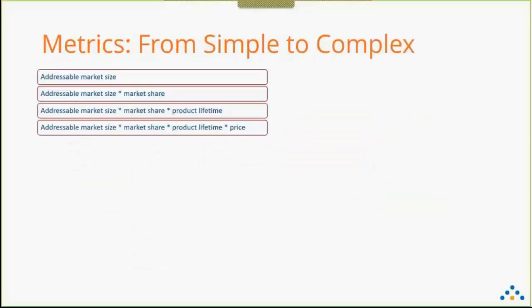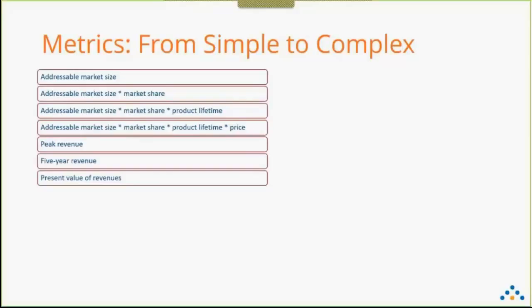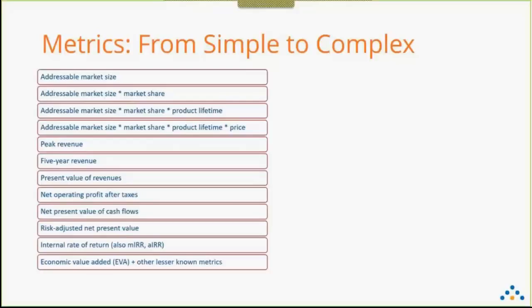So let's look at the continuum of metrics. You can start with very simple valuation metrics, such as just the addressable market size for a given population. Or you can look at the market share within that market that you might attain, the product lifetime and the price to get an estimate of revenue. And that could be just a peak revenue estimate, or it could be a 5-year revenue estimate, or perhaps present value those revenues. And then we can look at a series of cash flow related measures or metrics as well.